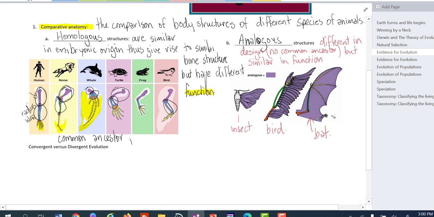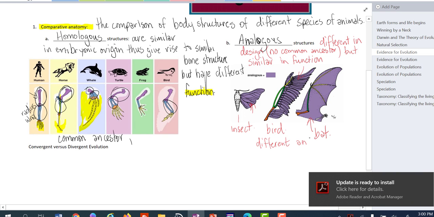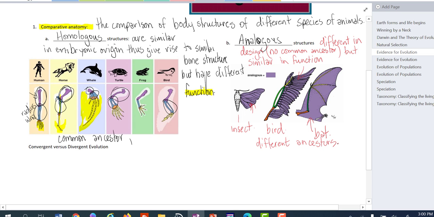And so if we look at the interior structures, each one is quite different, right? This one is different than this one is different than this one. And so what that shows is different ancestors. But they've all evolved something similar because of the environment that they occupy. Similar in design, or similar in function, sorry, for flight, similar in function because of similar environments.